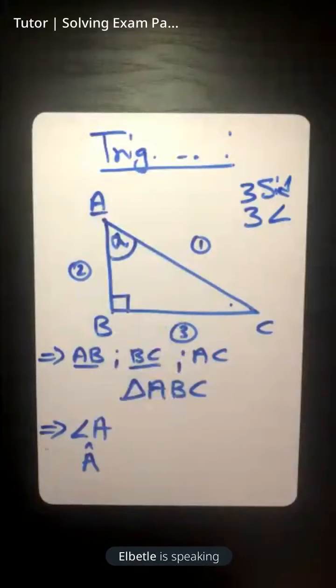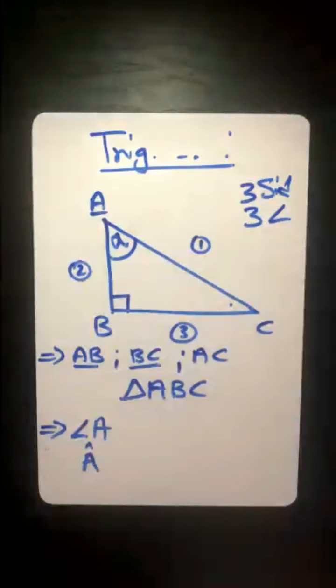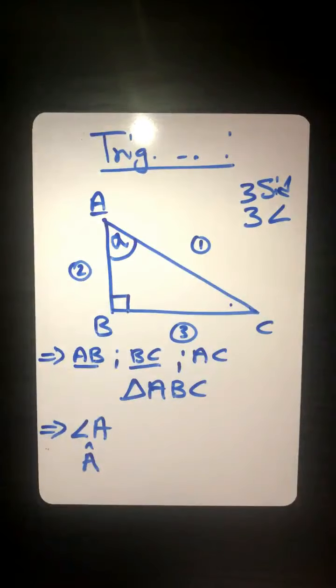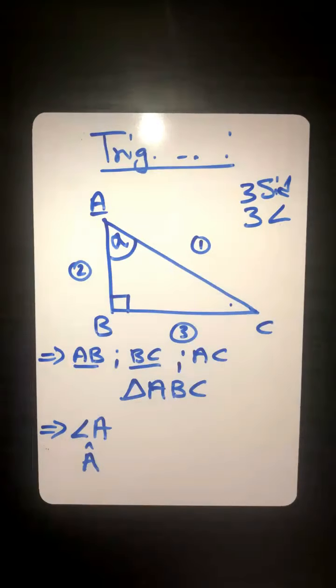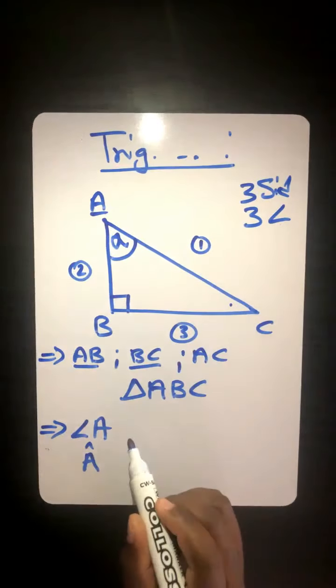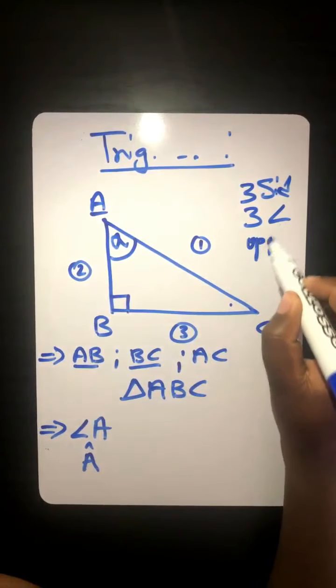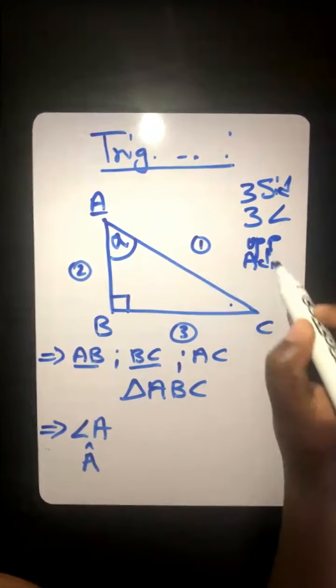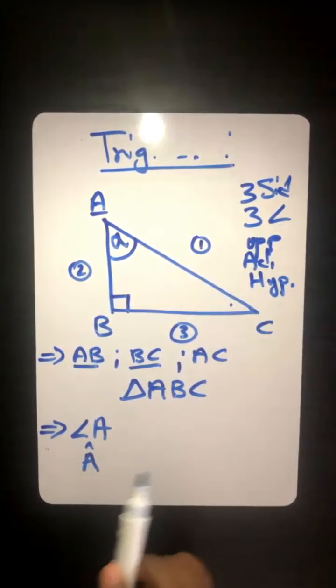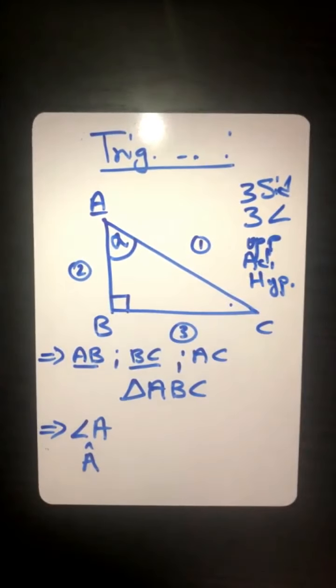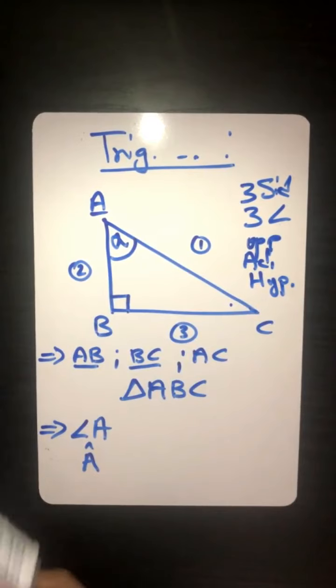Sir, is it opposite, hypotenuse, and adjacent? 100%. So those are the sides that we normally work with. So it's opposite, adjacent, and hypotenuse. So you need to be able to identify those sides on a triangle.